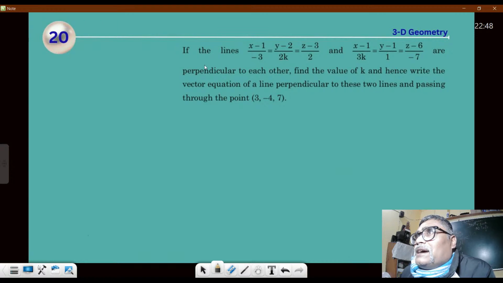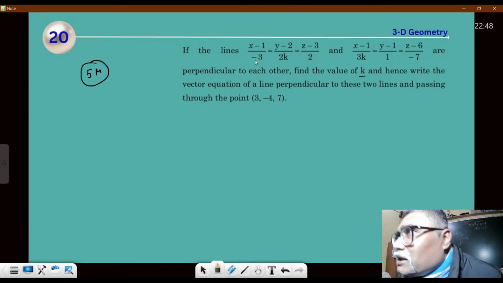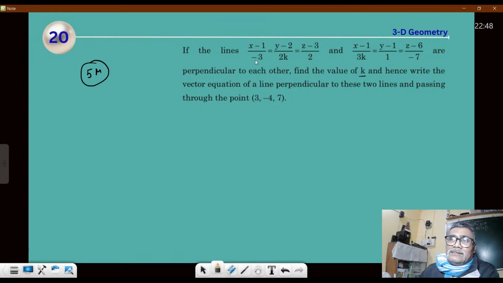Next, if the lines this and this are perpendicular to each other, find the value of k and hence write the vector equation of the line perpendicular to these lines passing through the point (3, -4, 7). This is also a good problem, right? They have integrated two different concepts: one concept is perpendicularity, and then they have used another concept, that is the concept of cross product.